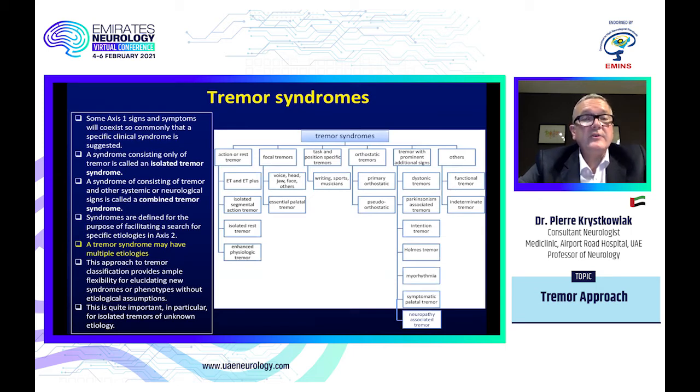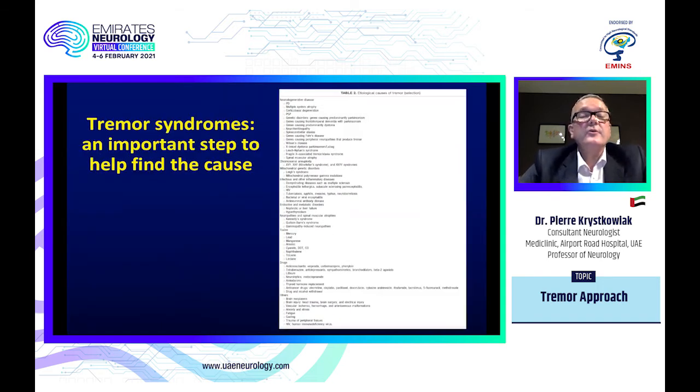And again, what is important is a tremor syndrome may have multiple etiologies, of course. This approach to tremor classification provides ample flexibility for elucidating new syndromes or phenotypes without etiological assumption. And this is quite important in particular for isolated tremor of unknown etiology. So the tremor syndromes are a very important step to help find the cause. And here is a non-exhaustive list of all the different etiological causes of tremor.